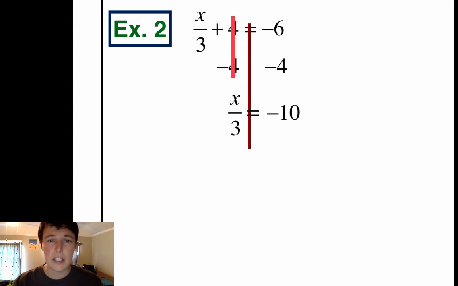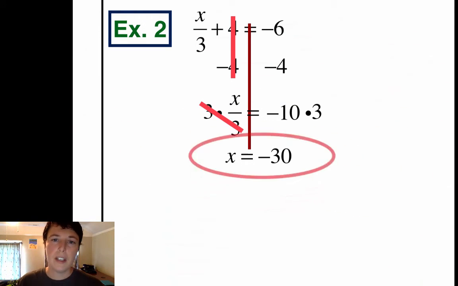Now get rid of the fraction. Fractions mean divide, so we are going to multiply by 3 to get rid of it. We're going to times 3 on the left and right. That gets rid of the fraction, gets x all by itself, and a negative 10 times a 3 would be a negative 30. So we got our answer.